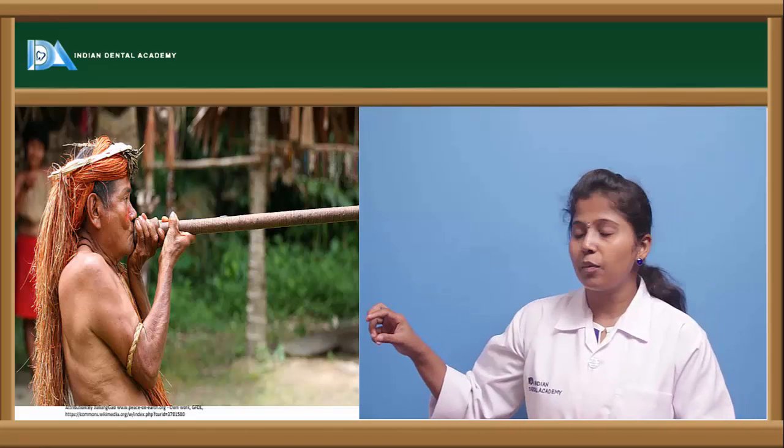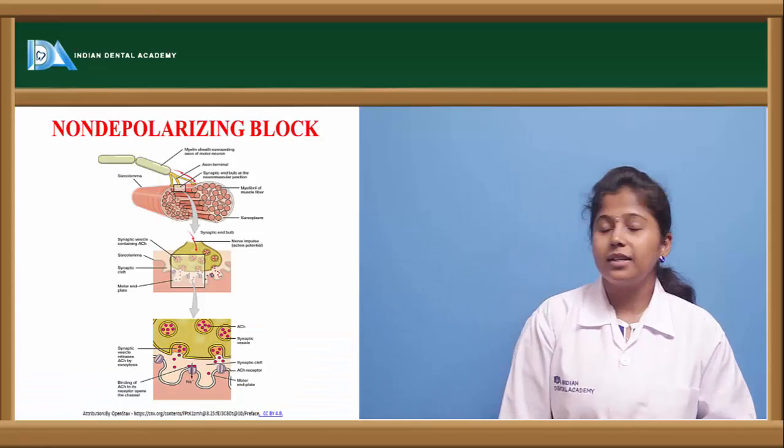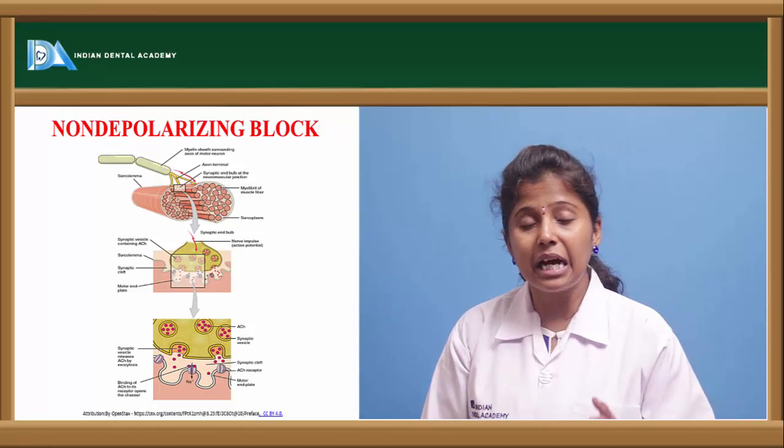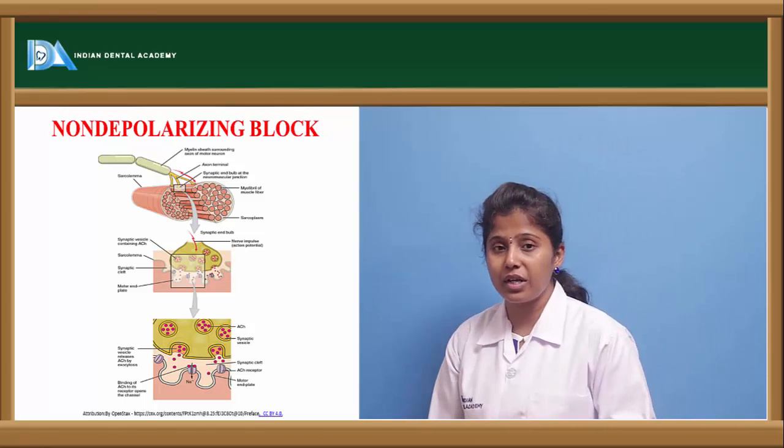So here we can see in the bamboo stick the arrow poison is kept and it is blown for hunting by the tribal people. These are non-depolarizing agents, so let us see how the non-depolarizing blockade takes place.